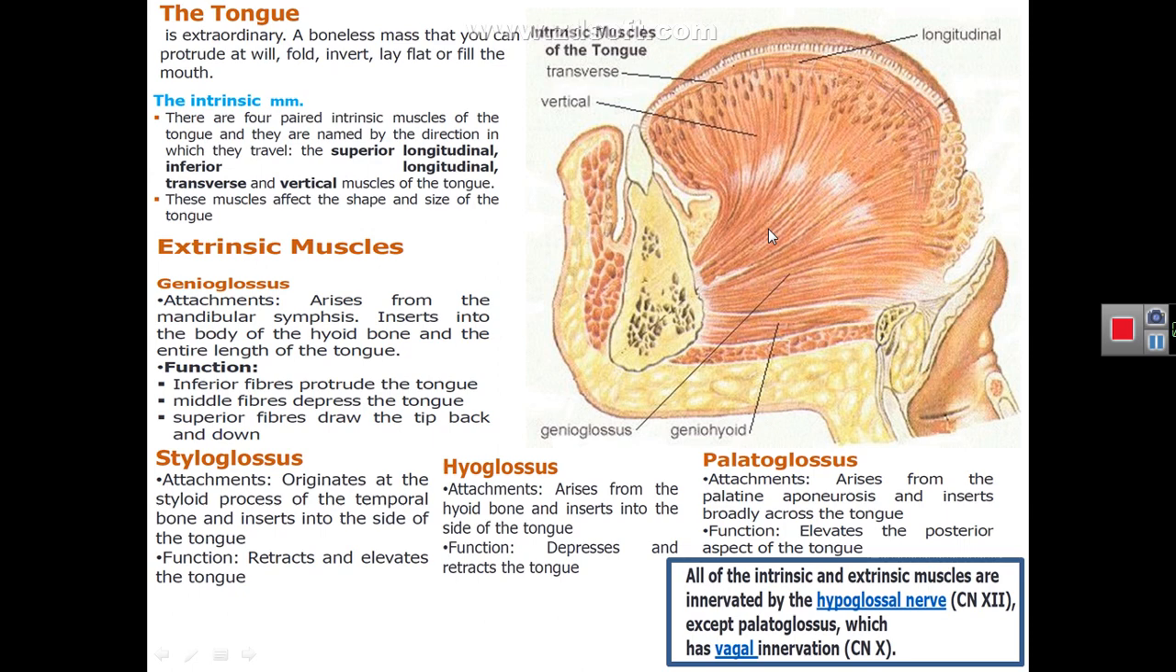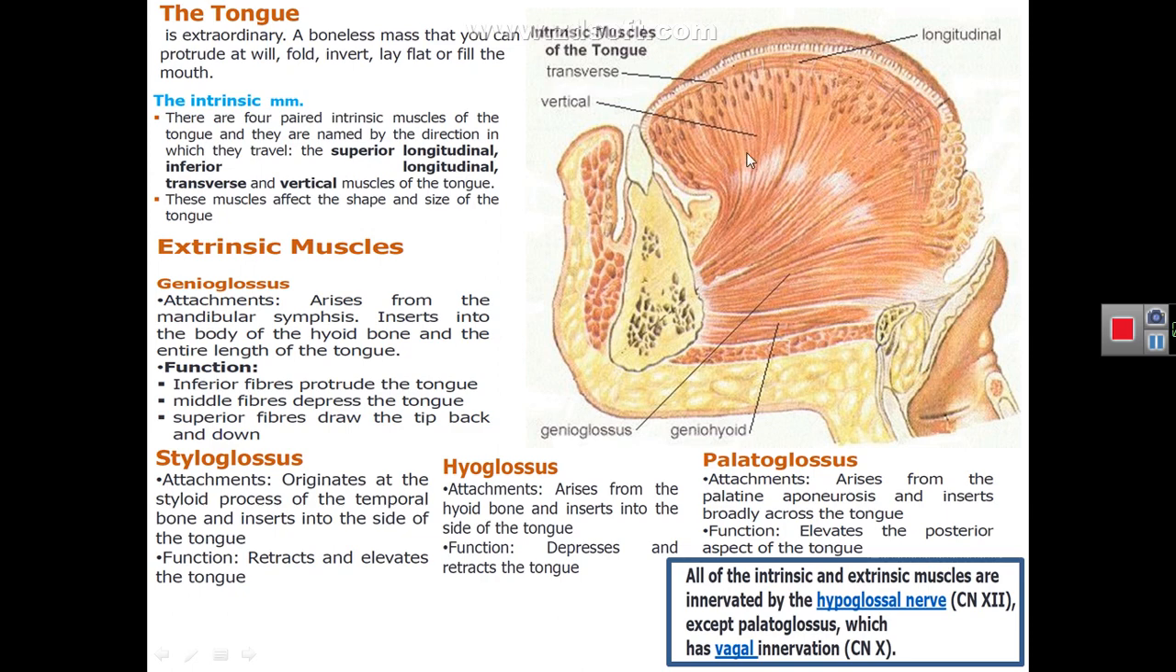These intrinsic muscles, when they contract, function to change the shape and the size of the tongue. The other group of muscles of the tongue are the extrinsic muscles, and as the name indicates, they originate outside the tongue but insert into the tongue. The bulkiest extrinsic muscle is genioglossus muscle. Genioglossus originates from the genial tubercle on the inner surface of the mandible below the incisor teeth and inserts into the tongue. But this genioglossus muscle is a very big muscle. It is a fan-shaped muscle.